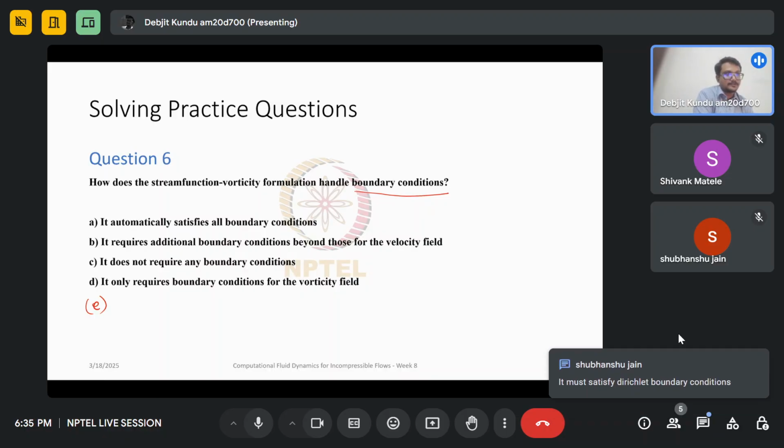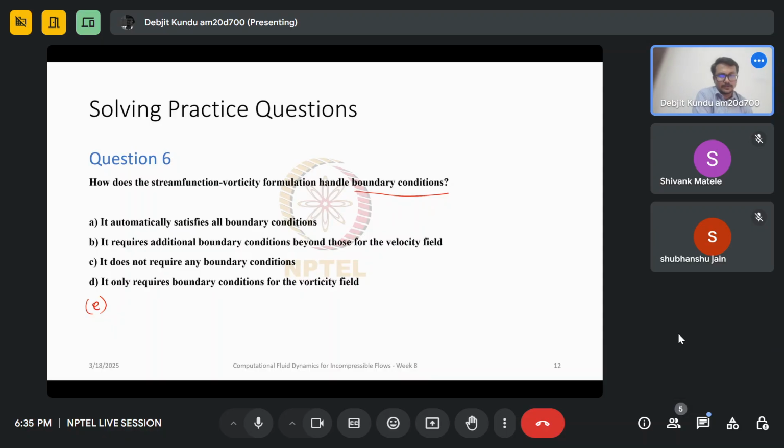So can you find something within the four options available here? It must satisfy Dirichlet boundary. It's not required. I mean, it could be Neumann boundary condition as well. Doesn't matter. It doesn't have to be Dirichlet. D maybe. So it only requires boundary conditions for the vorticity field and not for the stream function.